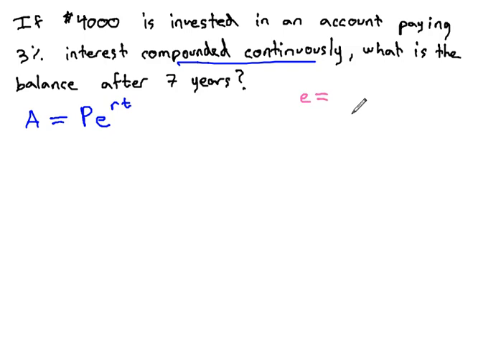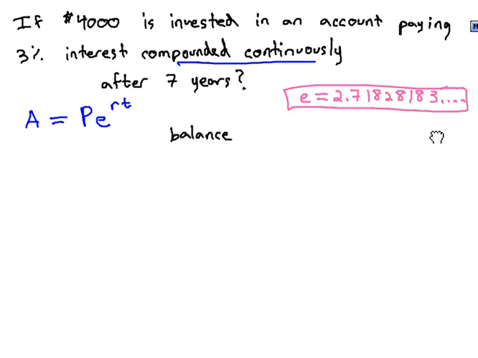kind of like pi. Pi is 3.1415926, and then it goes on forever. No pattern, no repetition, just goes on forever, almost random. E is much the same way. E is a constant approximately equal to 2.71828183, and it just goes on and on. Fortunately, our calculators have this number programmed into them, so we don't need to memorize it as much as just know how to use it.